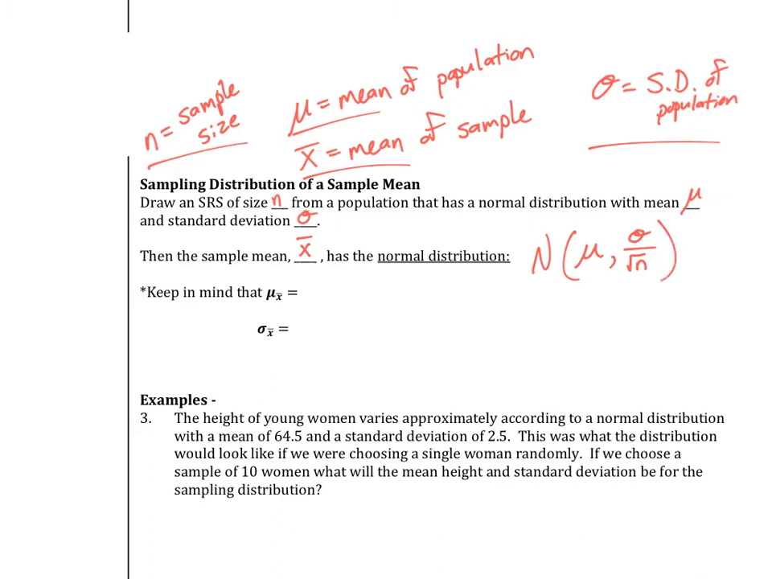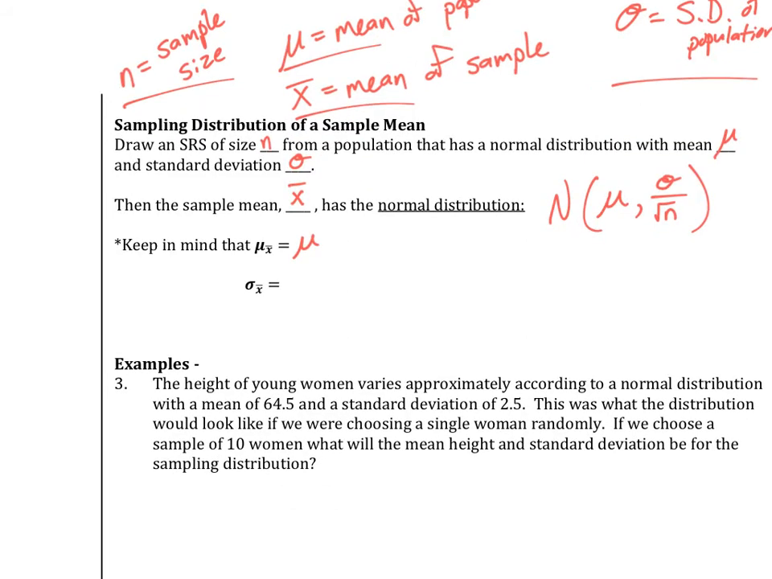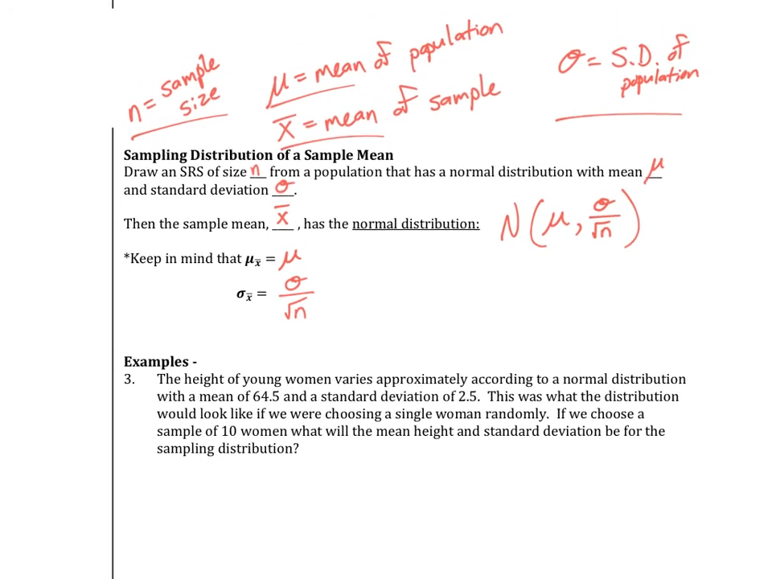So if you want to find the normal distribution, we would use u, which is the mean of the population, and then for the standard deviation, we're going to use sigma divided by the square root of n. Okay, and then just keep in mind that u x bar is the same as u. And then the standard deviation, sigma x bar, is going to be sigma divided by the square root of n. This might not make a lot of sense right now, but as we go on and get to some examples, hopefully it clears some things up.